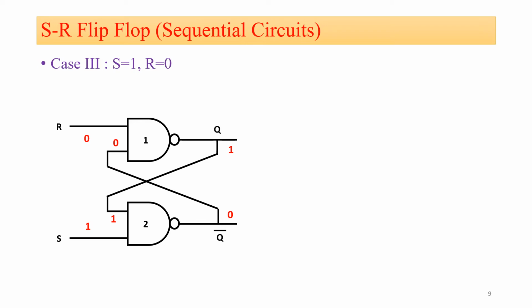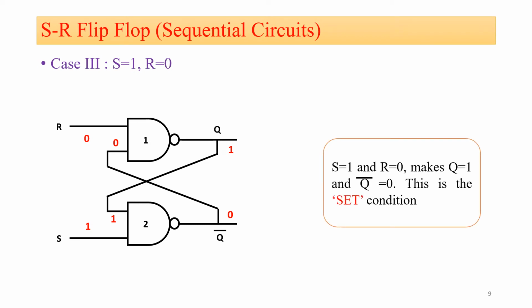In this way, for this case, when your S equals 1 and R equals 0, your Q continues to be 1 and Q bar continues to be 0. This indicates that your flip-flop is in set condition. As we covered in a previous lecture, when our Q equals 1 and Q bar equals 0, then our flip-flop is in set condition.